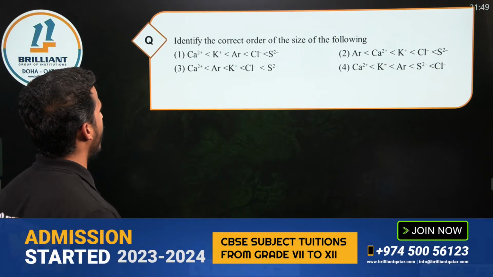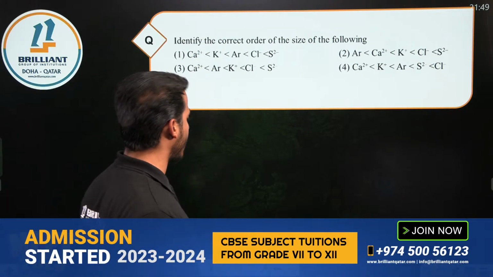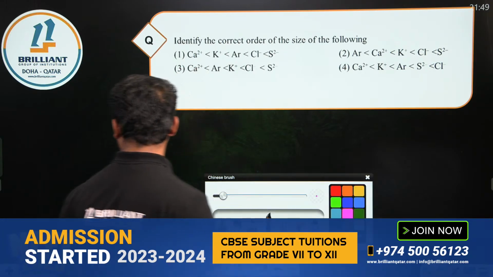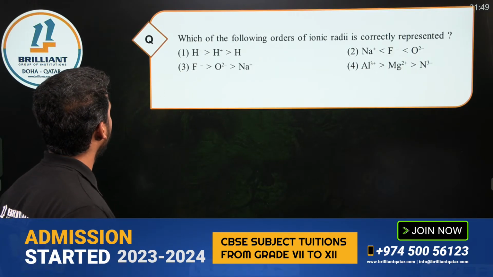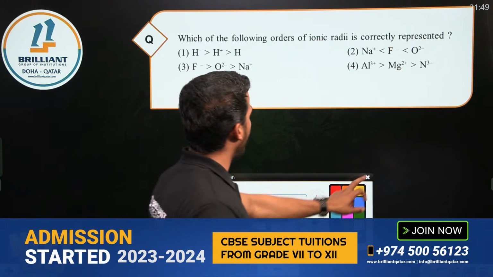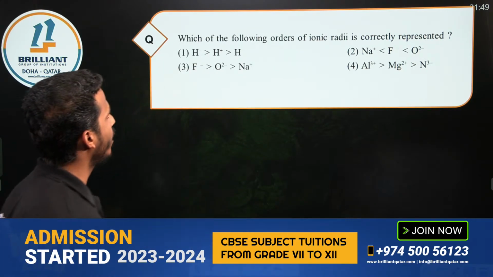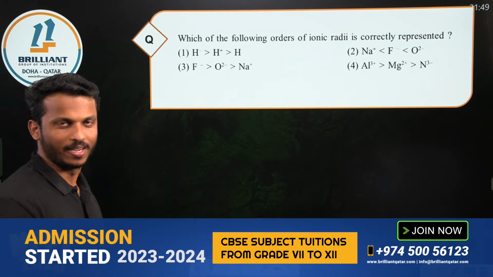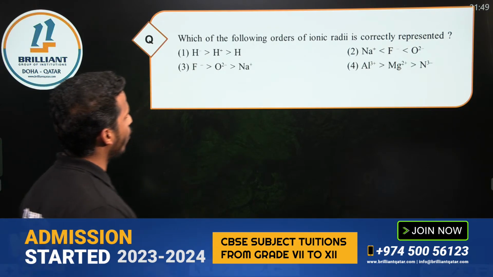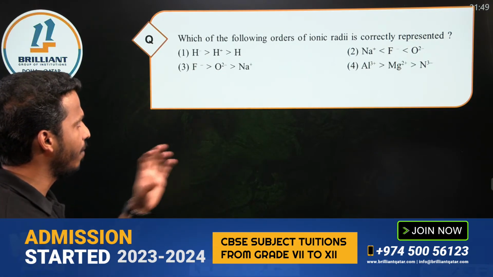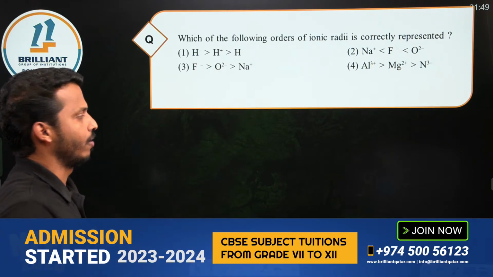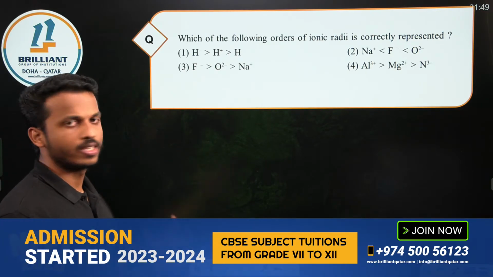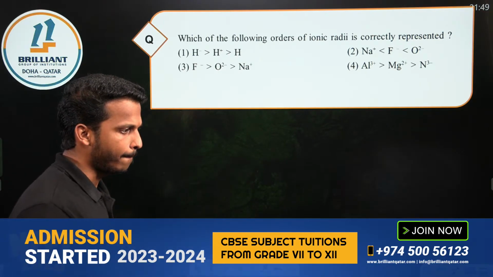Very good. Next one. Identify the correct order of the size of the ion. Right, that's the question we just discussed now. Which of the following orders of ionic radii is correctly represented? Same thing. Which is the correct order of the size? Which one, dear all?